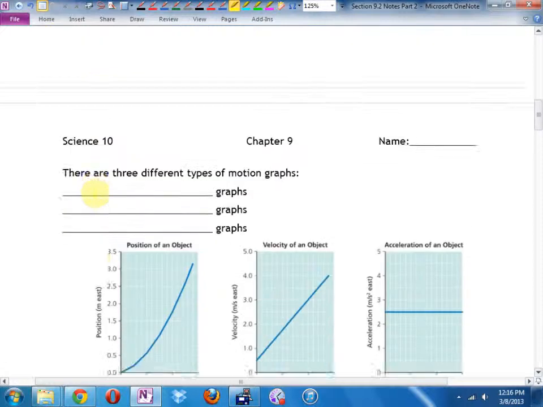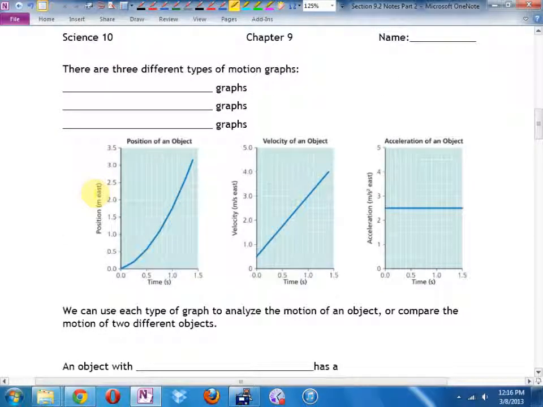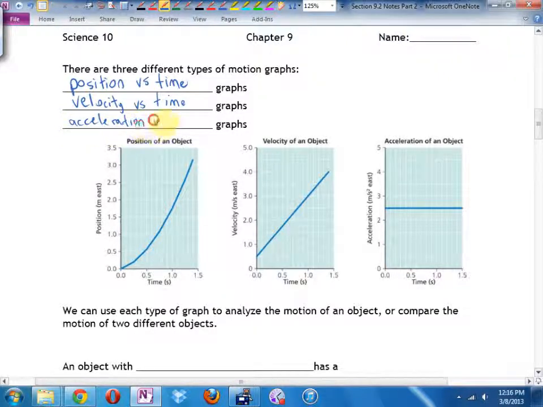Turn the page. There are 3 types of motion graphs. Position versus time. Velocity versus time. And acceleration versus what? Take a guess. Time, yes.